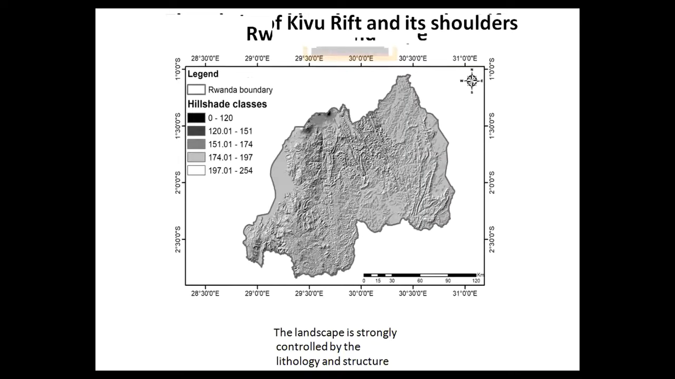If you look at this map, this is the rift. And of course we know the rift is a very clear geologic control on the landscape. These are the areas which have been affected by the uplift, and they represent the highest ground in Rwanda, apart from these volcanic mountains in the north. And as you go into the interior, the landscape becomes lower.